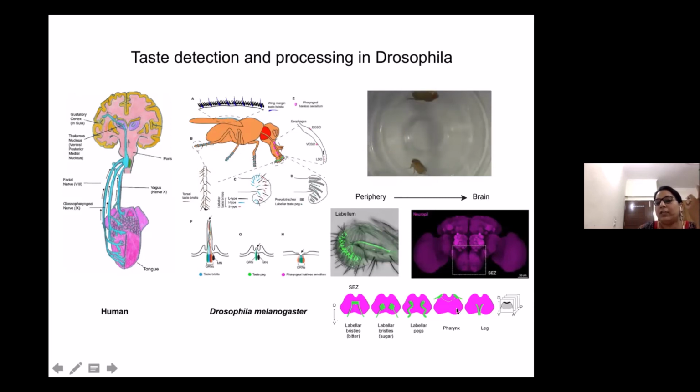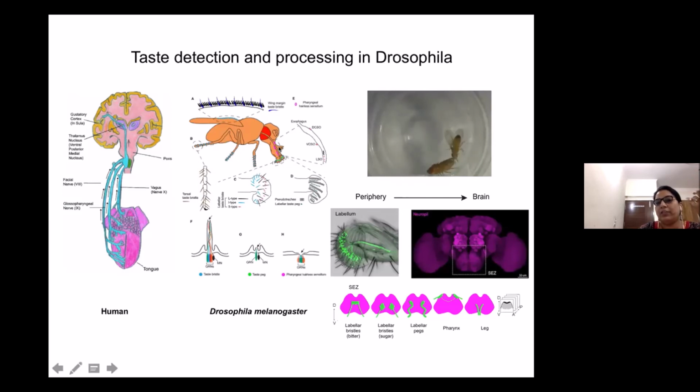So if you look at the expression patterns here, the information from the periphery, which is terminating in the SEZ, is very stereotypic and is based on which organ it is coming from and which taste modalities it is for. You can easily identify their patterns in non-overlapping areas. So just looking at these expression patterns, one can easily say that, okay, this is from the leg or from the labellum, or this is for sweet or bitter.